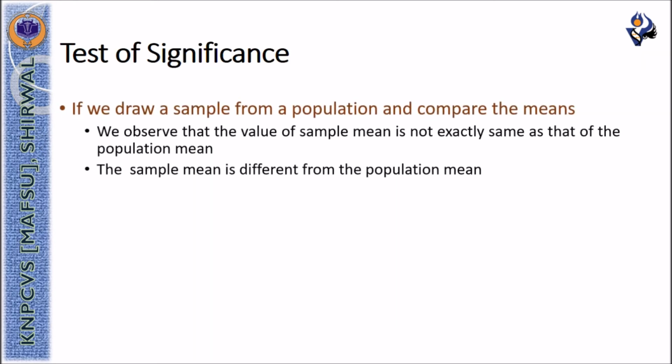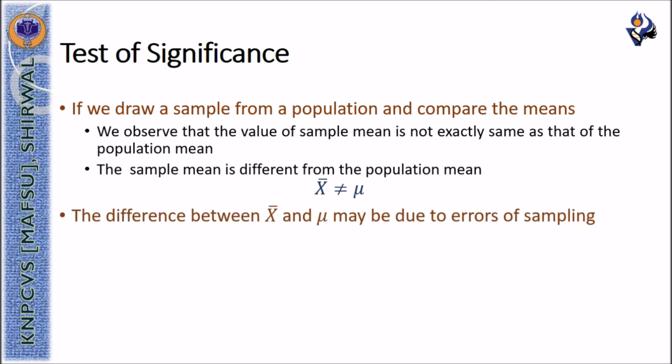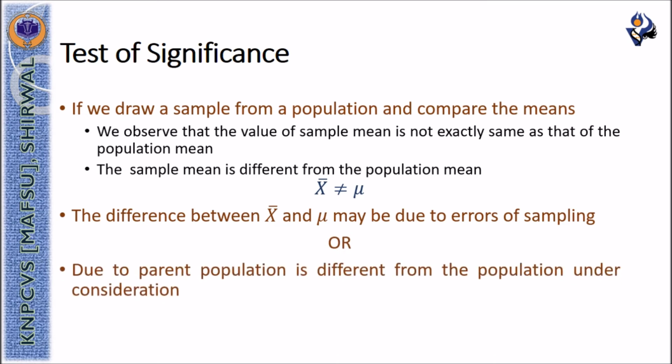If we draw a sample from a population and compare the means, we observe that the value of the sample mean is not exactly the same as that of the population mean. The sample mean is different from the population mean. X bar will not be exactly equal to mu. The difference between X bar and mu may be because of the errors of sampling, or the difference may be because the parent population is different from the population under consideration.